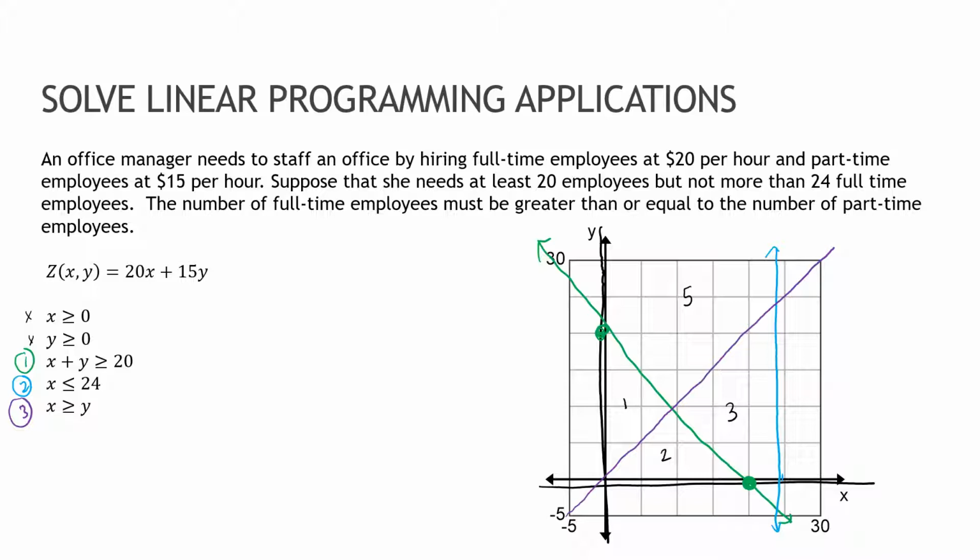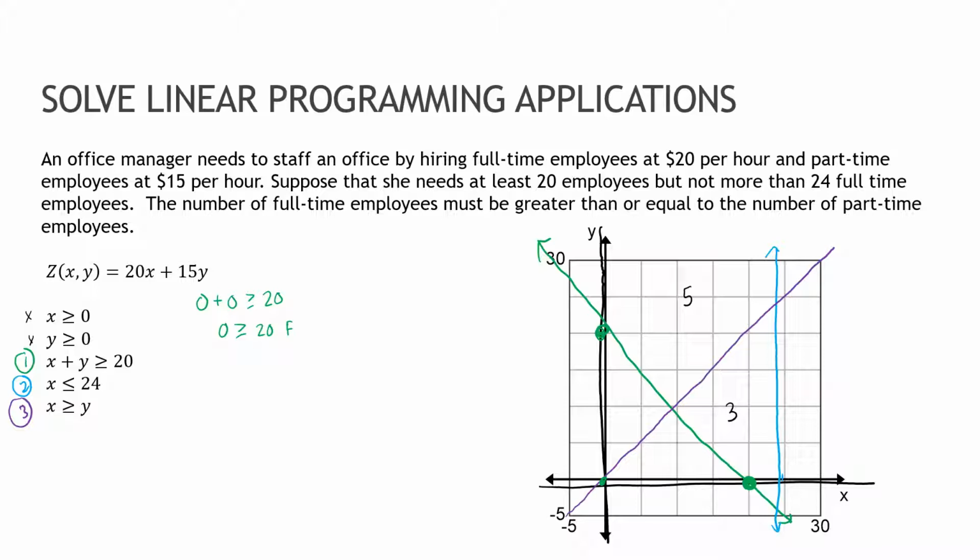So let's check with 0, 0. On number 1, 0 plus 0 is greater than or equal to 20. 0 is greater than or equal to 20. This is false, which means for the green line, 0, 0 shouldn't be shaded, which means 1 and 2 are out. Has to be 3 or 5. So let's look at the purple line. It's got to be above or below the purple line. I can't use 0, 0.